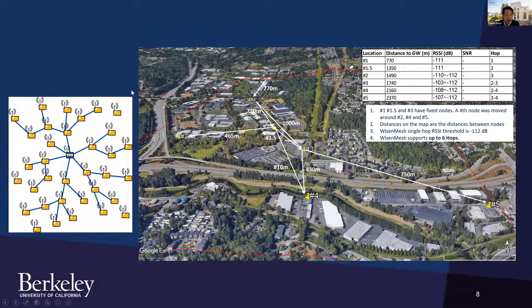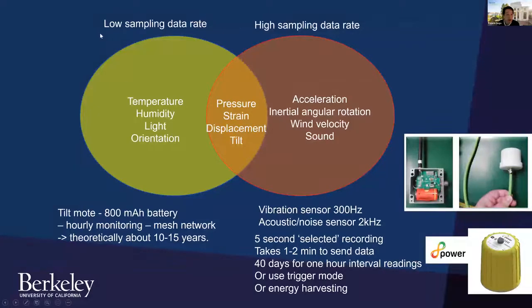Obviously, the challenge is the use of batteries. If you have a low sampling data rate, like measuring temperature, humidity, light, or orientation, maybe you just need hourly data. So if you look at, say, tilt mode with a certain battery, and you do hourly monitoring with the mesh network, like what we see over here, it hops together, and theoretically this can last for 10 to 15 years if you have a good battery to start with.